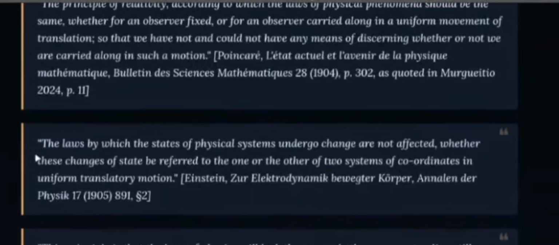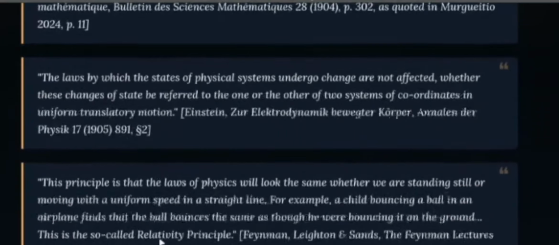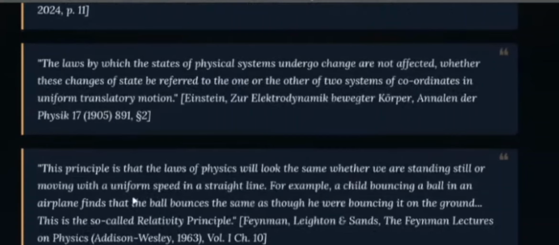So just Einstein here stating in his 1905 theory that the laws by which the states of physical systems undergo change are not affected whether the change of state be referred to one or the other of two systems of coordinates in uniform translatory motion. And again, at the beginning of his paper, he talks about how any frame where the laws of mechanics hold good, or where his equations apply. And the laws of mechanics are these equations that we're applying.